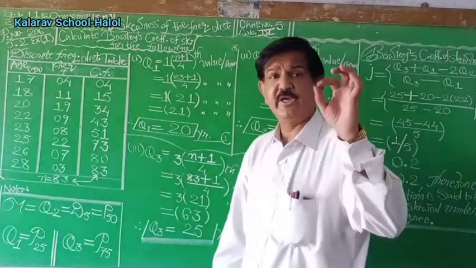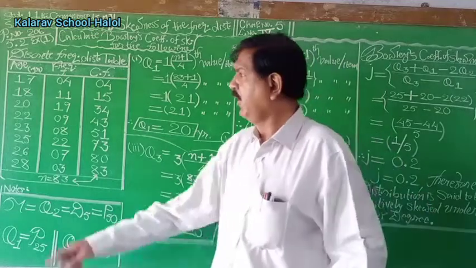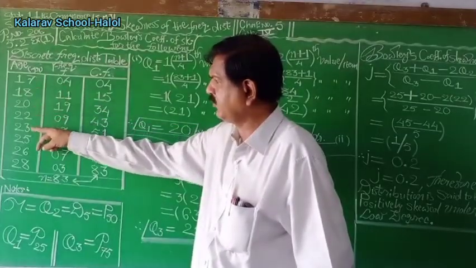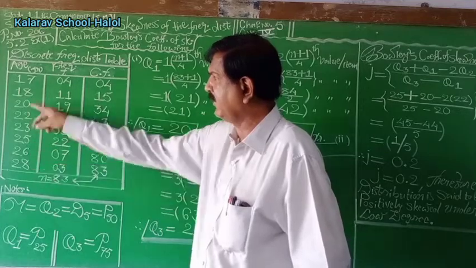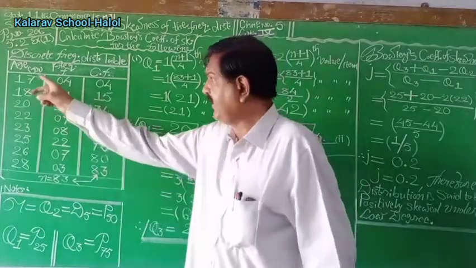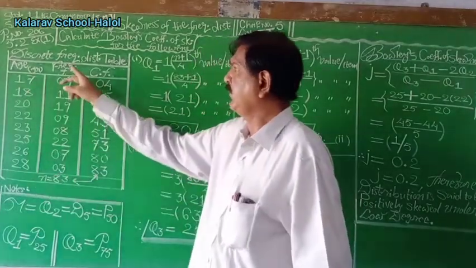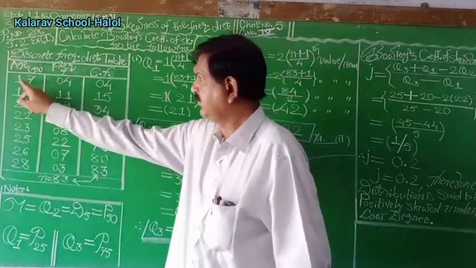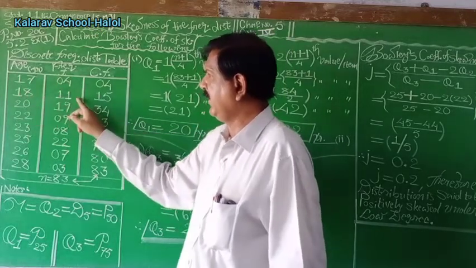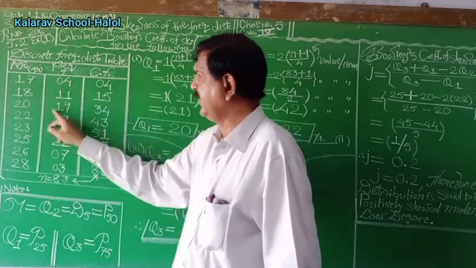Please arrange the data in ascending form. This is the arranged form: 17, 18, 20, 22, 23, 25, 26, 28. In the textbook, it is not in the arrangement, so please arrange it first of all. Frequency for 17 is 4, frequency for 18 is 11, frequency for 20 is 19.